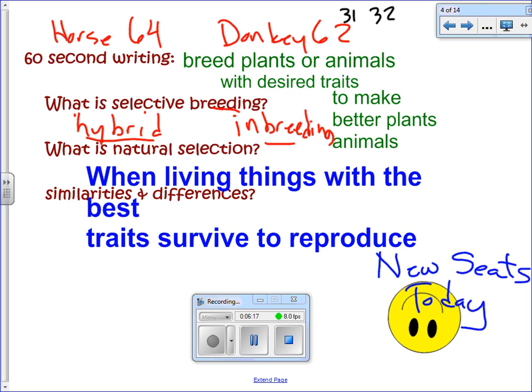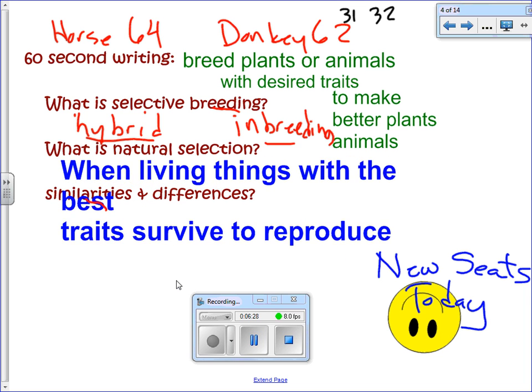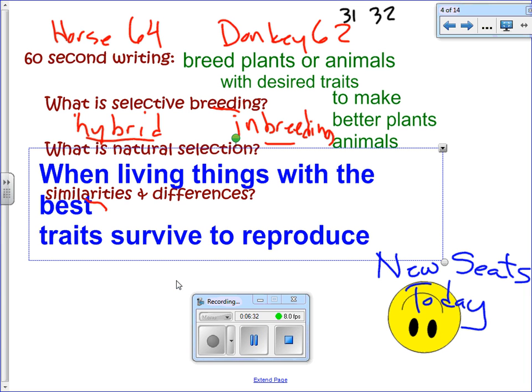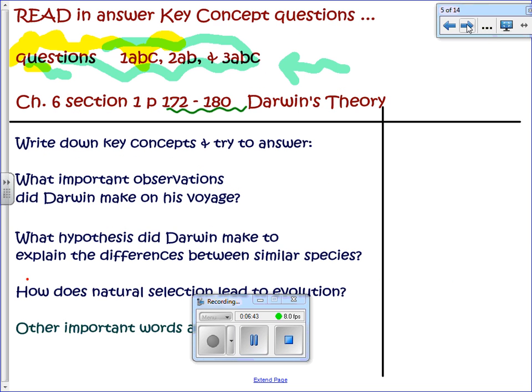So anyway, those are the two different types of selective breeding. Now, natural selection is actually when this is happening just in nature. So when living things with the best traits survive to reproduce. And that turns out to be what Charles Darwin was observing when he got to the Galapagos Islands. So let's move on a few minutes here to the next thing, talking about Charles Darwin.